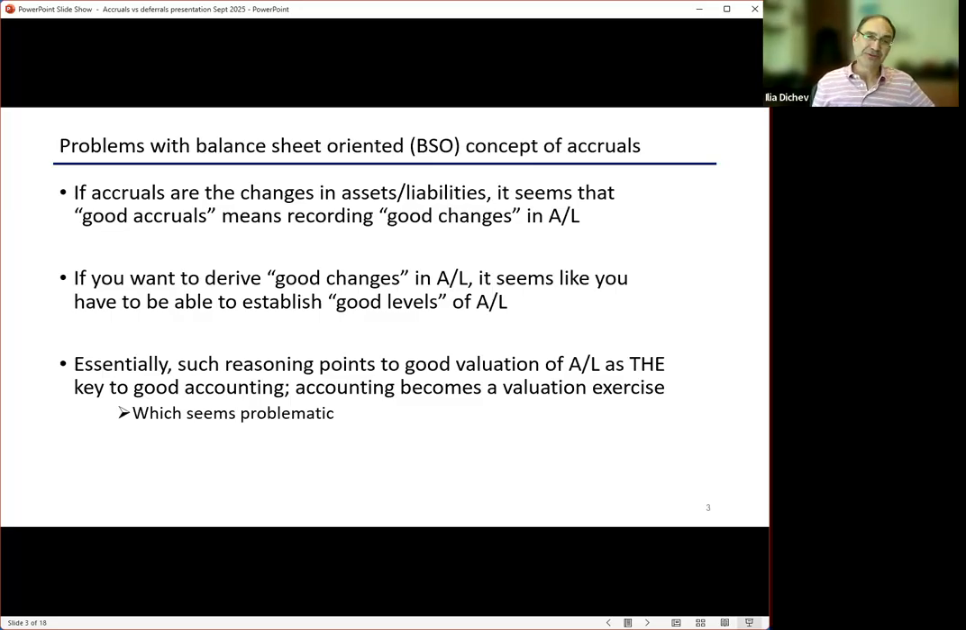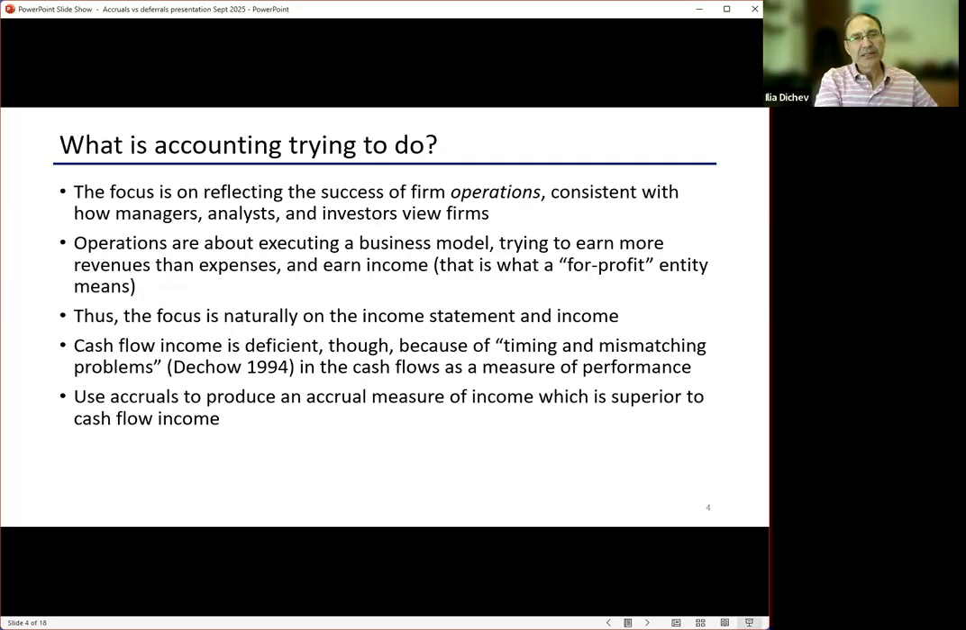And then if you need to have good changes in assets and liabilities, it seems like you have to have good levels of assets and liabilities, which basically strongly takes you to some kind of valuation perspective on the asset and liability side, or a balance sheet oriented exercise. Accounting basically becomes a valuation exercise. I'll value the assets and liabilities, and this will produce the good accruals and good accounting. And I don't know how this sounds to you, but to me, oh, there's something wrong here, right? I just don't think this is the way to go. Well, partly on a taste level, of course. But let me tell you how my thinking went.